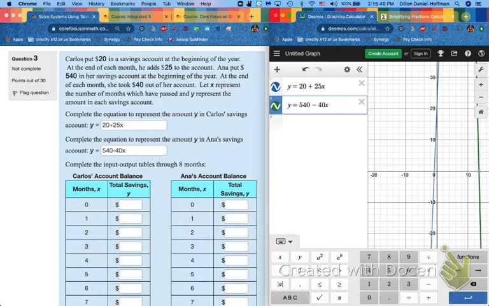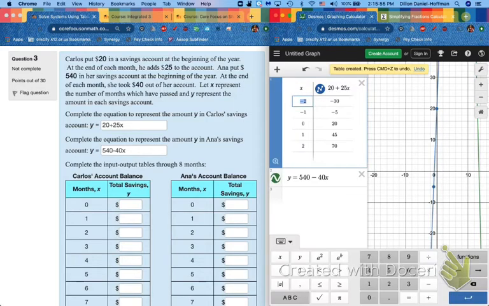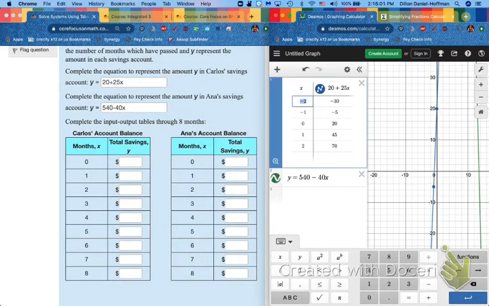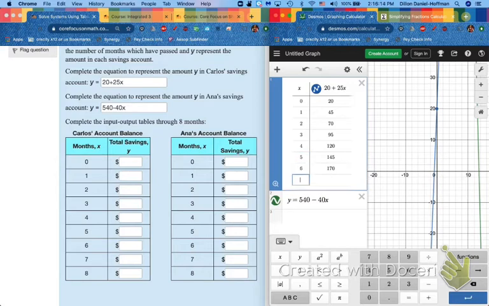All right, it's a very large graph. We'd have to zoom way out, but that's fine because we're going to go up to our gear button. We're going to turn them into tables. And as that's loading, I know I want from 0 to 8, so I'm going to make this from 0 to 8. Oh, I skipped 4. 4, 5, 6, 7, 8.